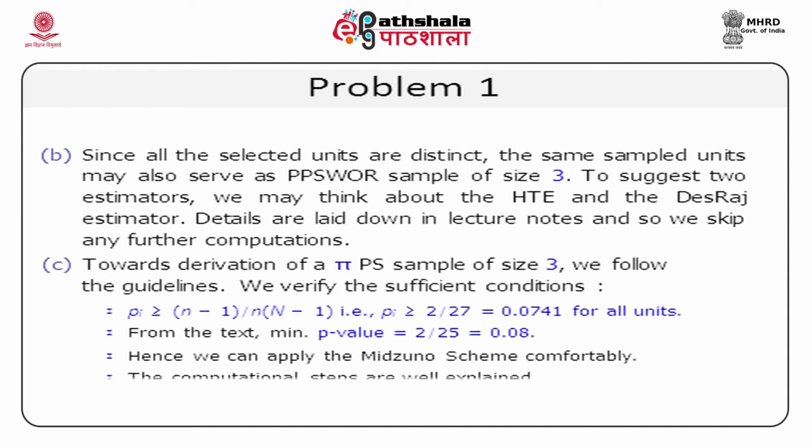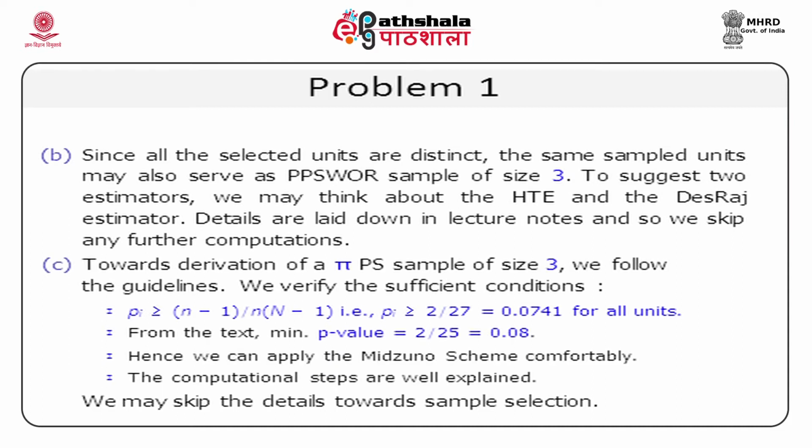Towards derivation of a PPS sample of size 3, we follow the guidelines given in the text. First, we have to verify a sufficient condition. Sufficient condition is that pi has to be greater than or equal to every single pi, the normed size measure has to be greater than or equal to this expression, which simplifies to 0.0741.